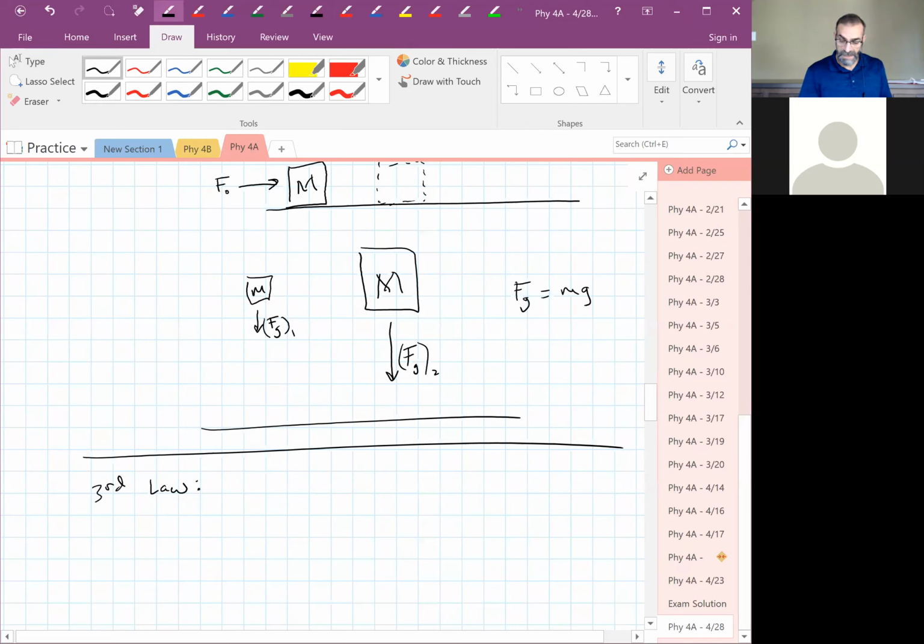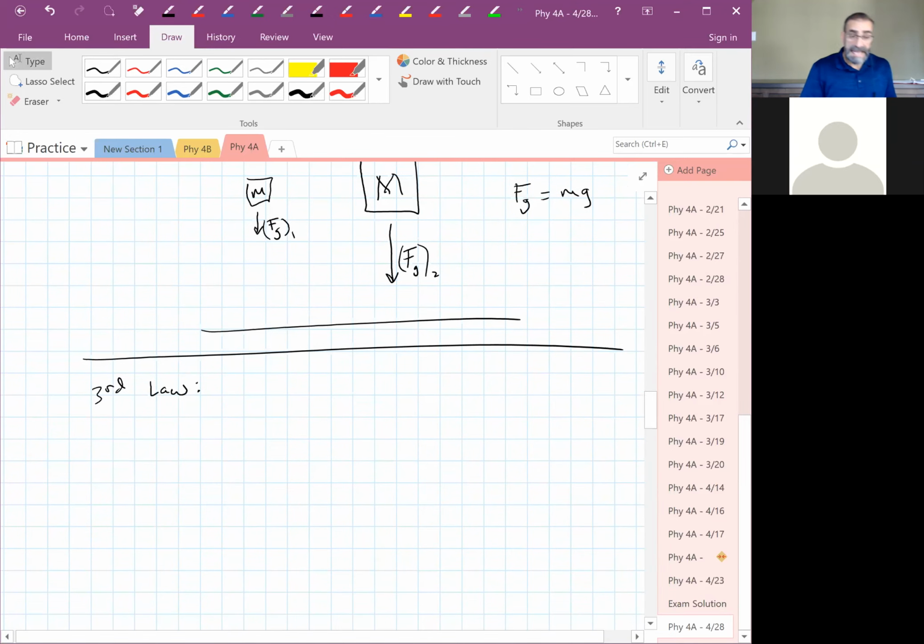So Newton says that anytime two objects interact with each other, they exert forces on each other. That's what force is. It's an interaction. And those forces have to be equal and opposite.